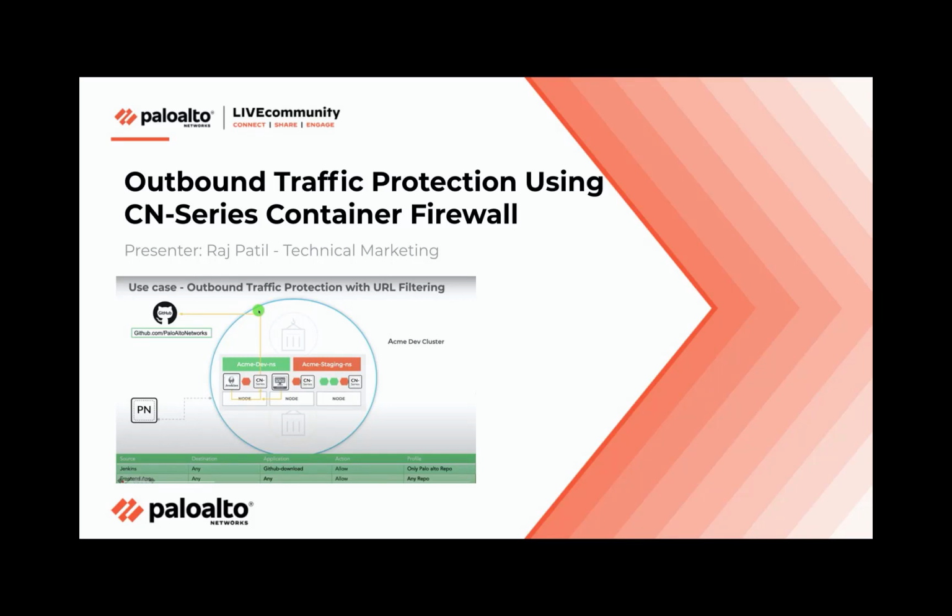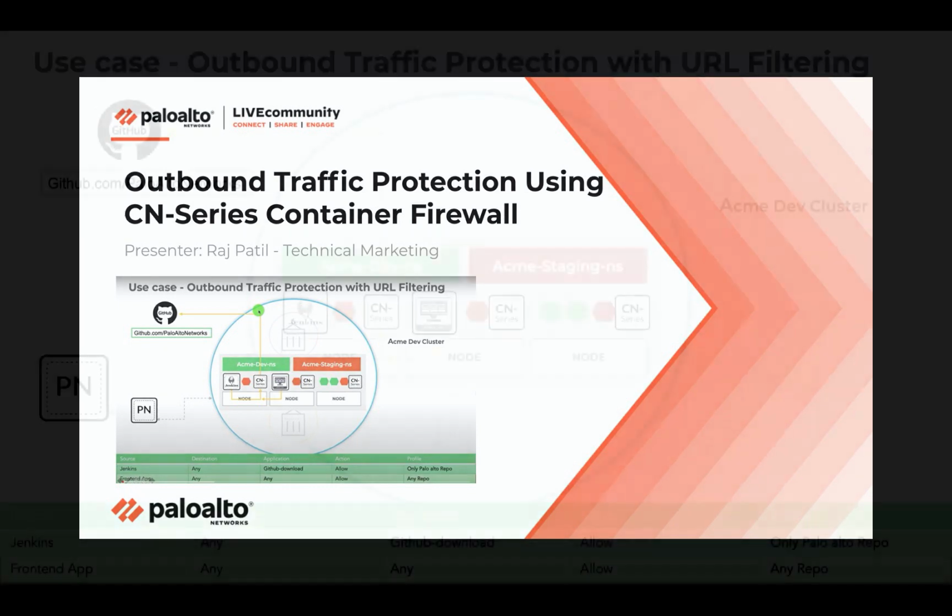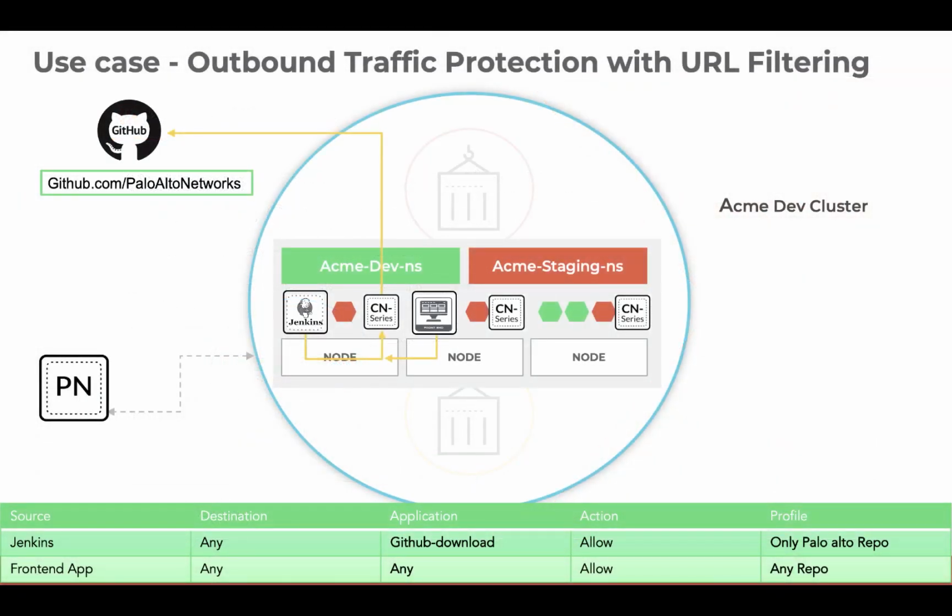In this demo, we will be looking at an outbound traffic protection with URL filtering use case. For that, we are going to have a development cluster for Acme Core, and it's a 3-node cluster. As you can see, each node has a CN series firewall deployed as a daemon set, and within a 3-node cluster, we will have two namespaces.